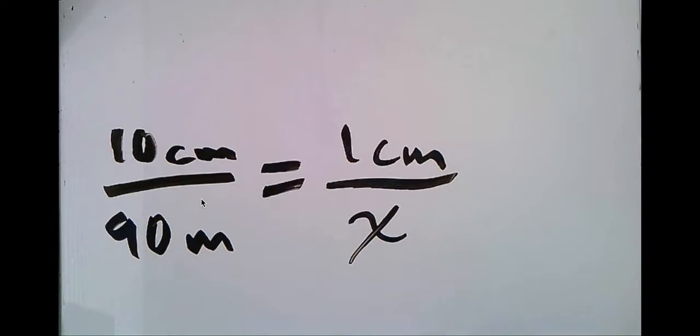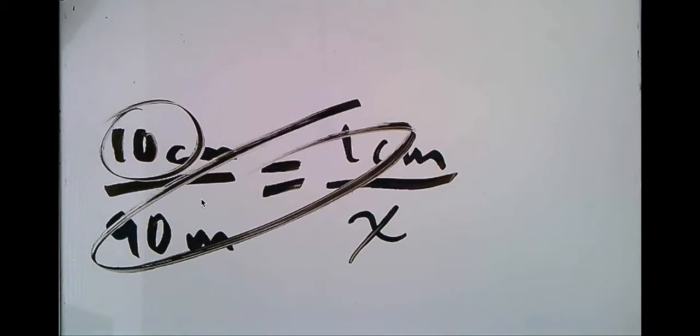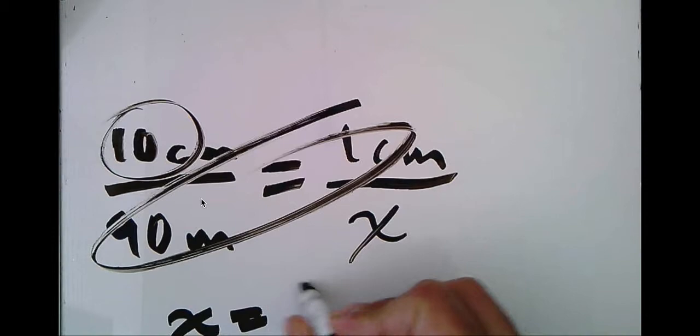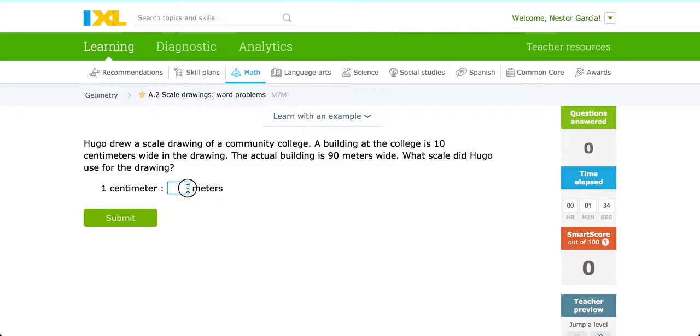So recall from our previous topic that the shortcut to completing this would be to take 90, multiply by 1, that's 90, and then divide it by the third value, in this case, 10. 90 divided by 10, 9. Therefore, x, which is in meters, would be 9 meters. So the final answer, you would type as 9, which is 9 meters.